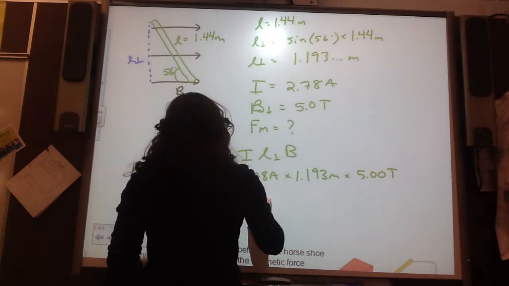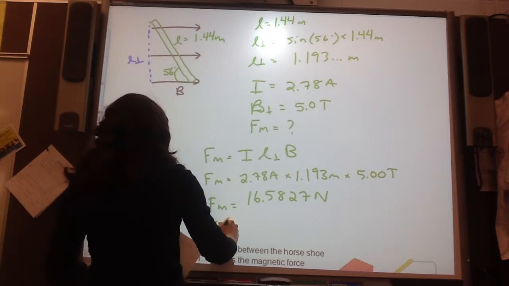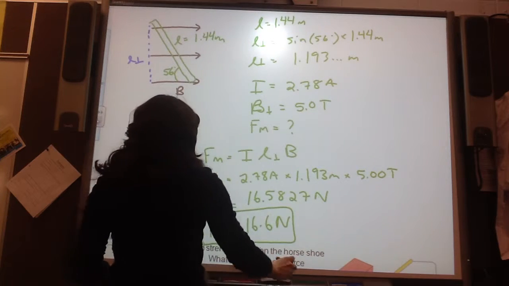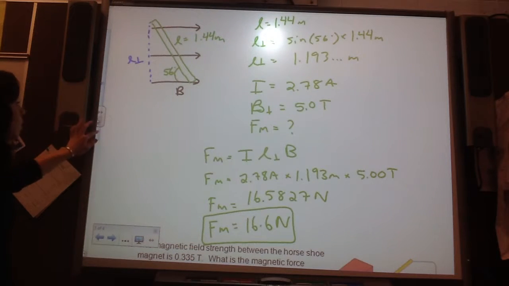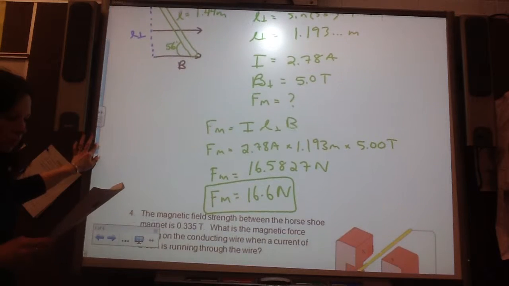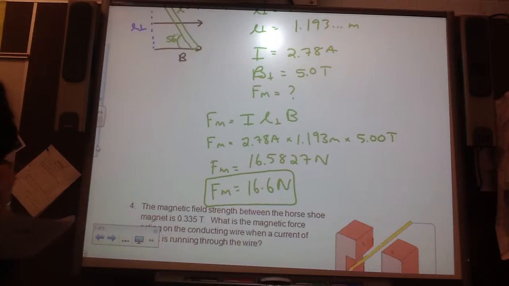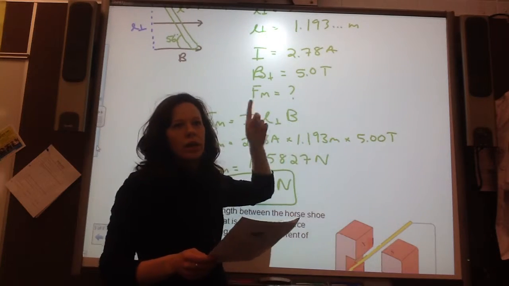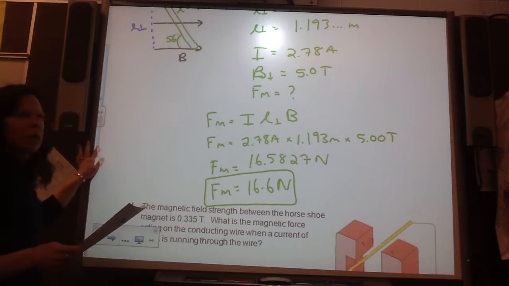So FM is 16.5827 newtons. Sig dig 16.6. Not the same? You got what? 16.59. Did you include all of this? Yeah? Oh, okay. Maybe I'll have to check my calculations.